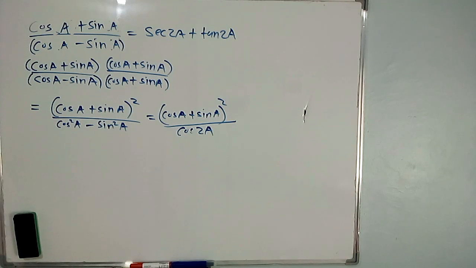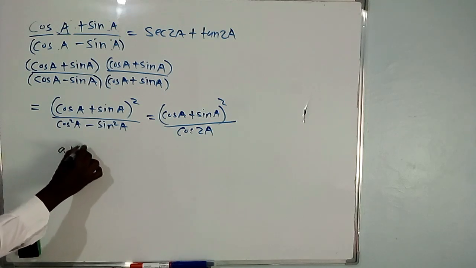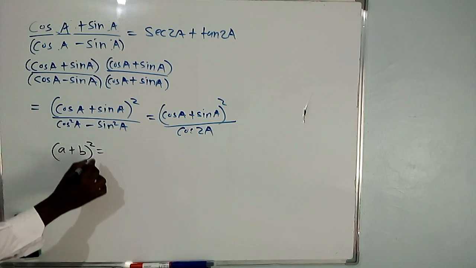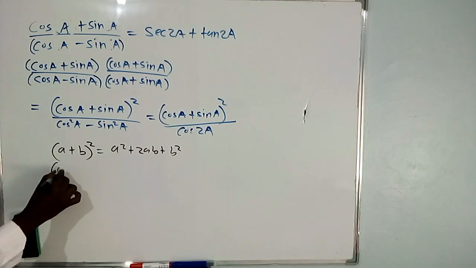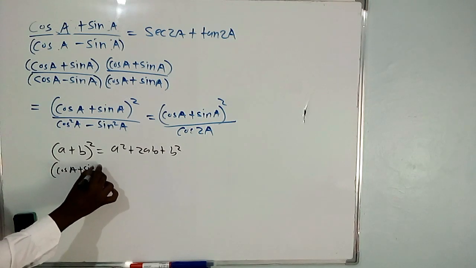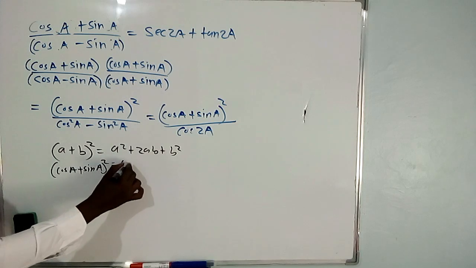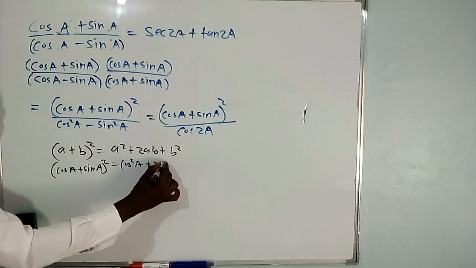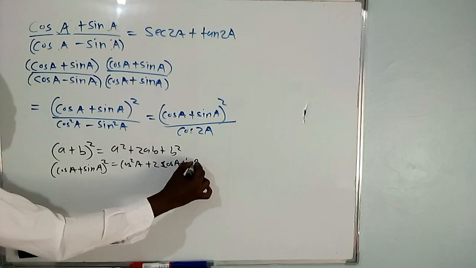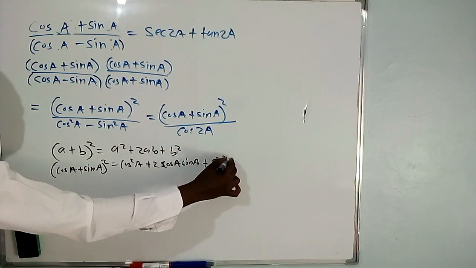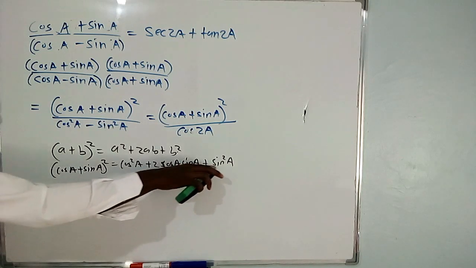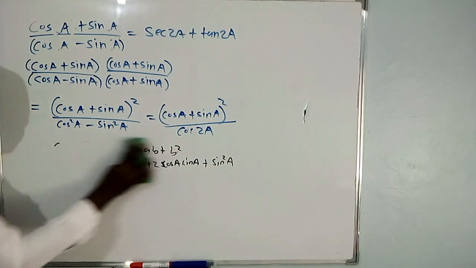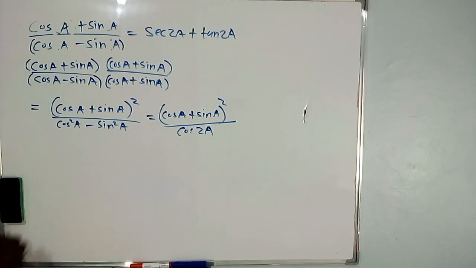So that numerator is the first quadratic identity. If you have (A plus B) squared, that is simply A squared plus 2AB plus B squared, isn't it? So if you have (cos A plus sin A) squared, where there is capital A you put cos A, where there is small b you put sin A, isn't it? So this is going to be cos squared A plus 2 cos A sin A plus sin squared A. Are you seeing you've expanded that?